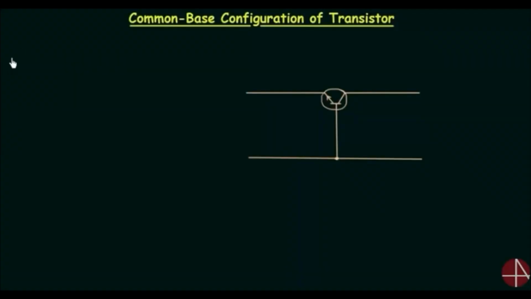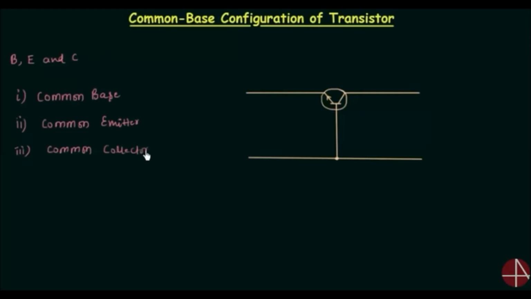And the three terminals are base, emitter, and collector. Because of this, we have three transistor configurations. The first configuration is common base configuration. The second configuration is common emitter configuration. The third and last configuration is common collector configuration. Out of these three, common emitter configuration is mostly used because of various advantages.